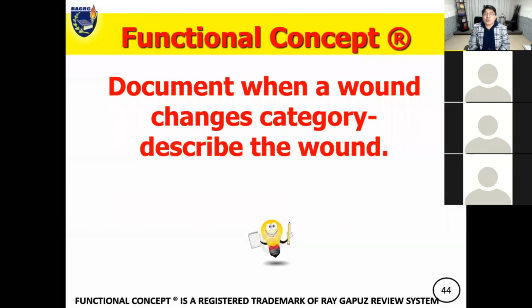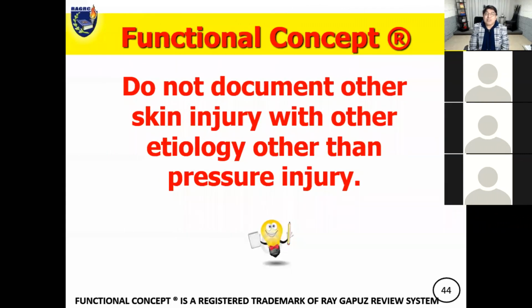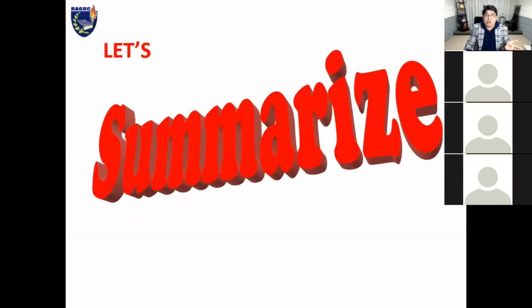Okay, so document when a wound changes category, and to do that, you need to describe the wound. Do not document other skin injury with other etiology other than pressure injury. So if you're being asked to just document pressure injury, even if there are rashes that are caused by other factors within the area, just document the pressure injury, okay?